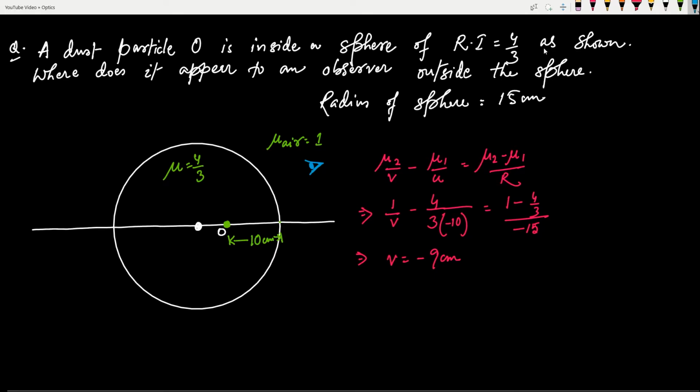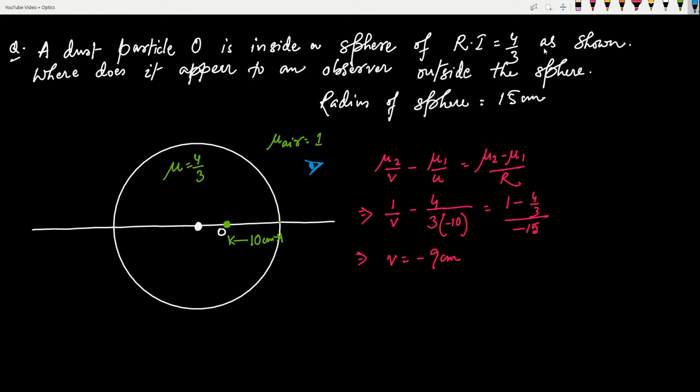Okay, now let's look into this problem. I'm giving you this problem in order to make the concept of mu1 and mu2 clear. That is, which one to take as mu1 and which one to take as mu2, the sign convention of R and U, and when V is real and when V is virtual. I need to explain this, so I'm repeating these kinds of sums to make things clear for you.